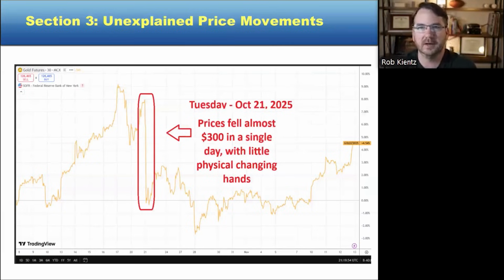I wanted to point out that sometimes on these markets, you're going to have unexplained price movements. Now, this is Tuesday, October 21st, 2025. I just pulled this off of TradingView. And look at this sheer drop from 6 a.m. to about 5 p.m. It's a day's worth of trading. Gold fell $300. It was about 8% on the day, with little physical changing hands.